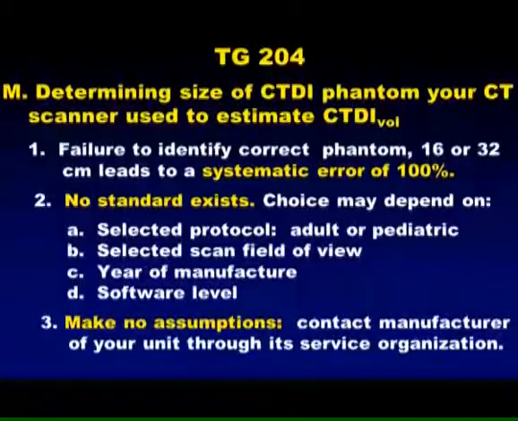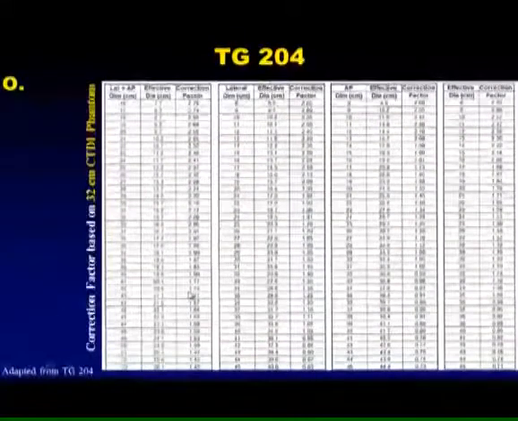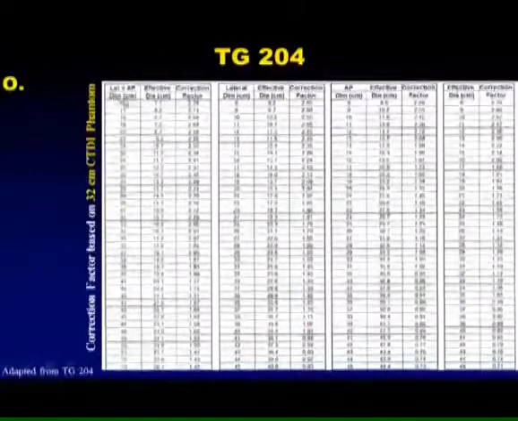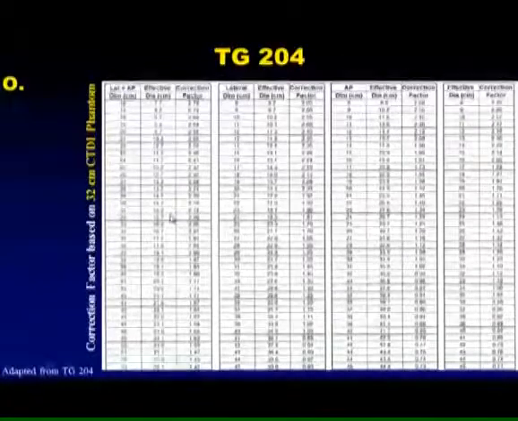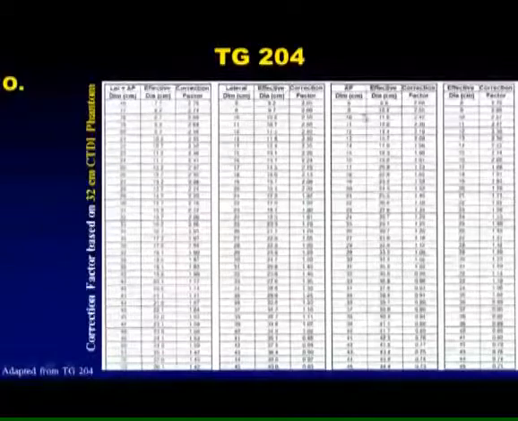Find out what your scanner is actually doing through the service organization of the manufacturer, because in some cases my understanding is that for a given model and manufacturer there might even be a difference depending upon what year the scanner was manufactured, or it also may be dependent upon the software level. This is just one of a couple tables that appears in TG 204. It gives you the effective diameter and the lateral plus the AP dimension, or the lateral only or the AP only.